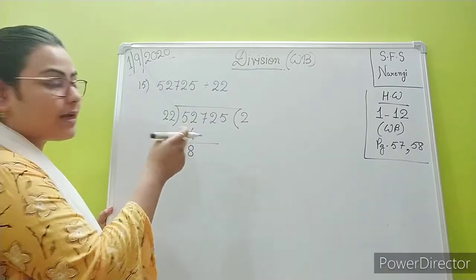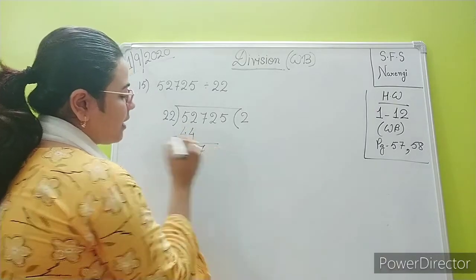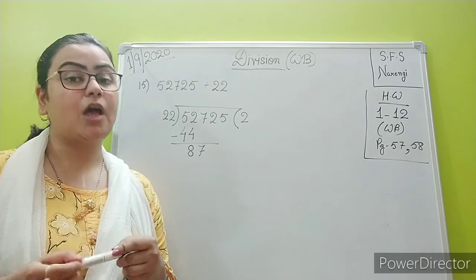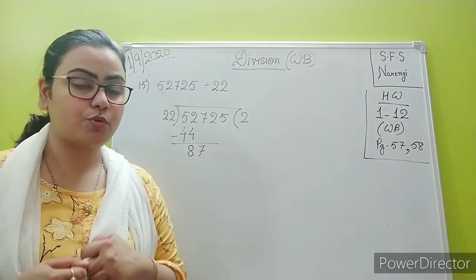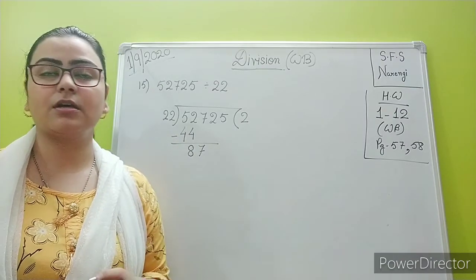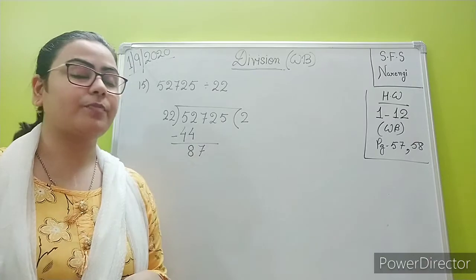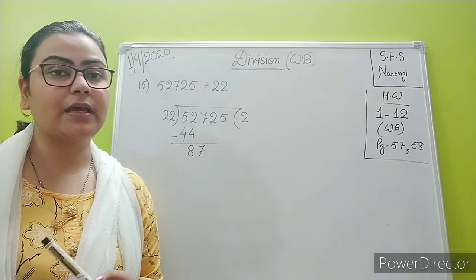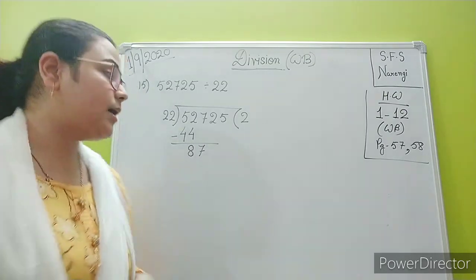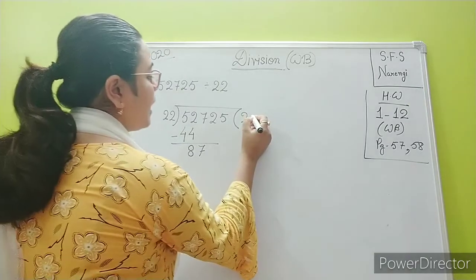Now 1 is gone from there. So we have 4 minus 4, 0. Next, 7 comes down. Now, let's see. 22 ones are 22, 22 twos are 44. 22 into 3 will be 66. 22 into 4 will be 88. But here we have 87. So we will have to take 3.